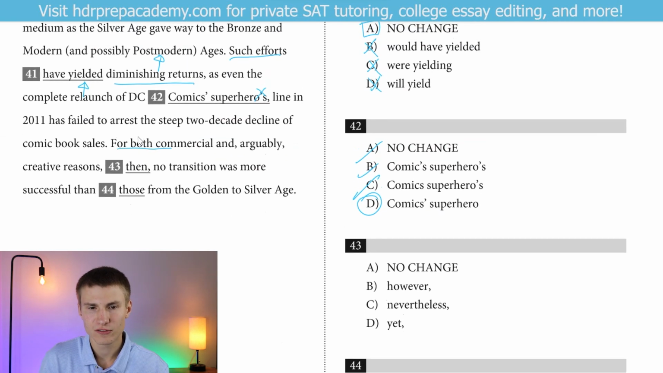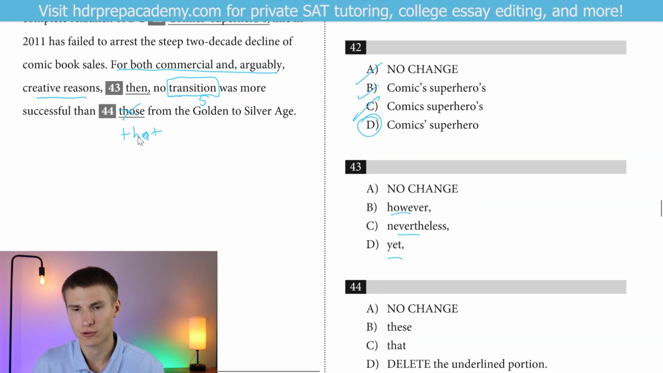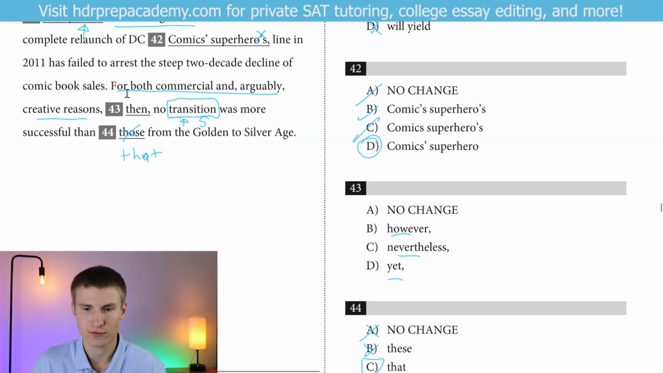All right, 43. For both commercial and arguably creative reasons, then, or however, or nevertheless, or yet, no transition was more successful than, that has to be "that" from the transition than that from the Golden to Silver Age. How do I know it has to be "that" and not "those"? Well, I know I'm referring to the transition, right? Then that transition from the Golden into Silver Age. Transition is singular, therefore I have to have singular "that." Can't be "these," can't be "those." Those are both plural. Have to have "that." Can't delete the underlined portion because then that's not telling us that we're comparing that transition, and we have to show that we are comparing that transition. Therefore, our answer for 44 will be C.